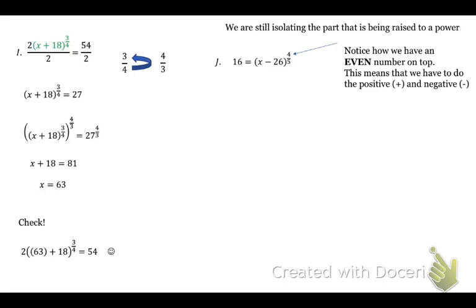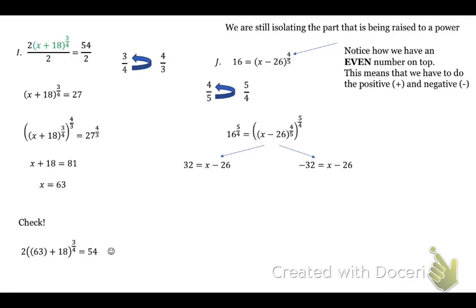I will reiterate this in class. But when the top is an even number, you have to have a plus and you have to have a minus. Okay, so I'm going to flip that fraction and you get 5/4. So I'm going to raise the 16 to the 5/4 power and the x minus 26 to the 4/5 power raised to the 5/4 power.